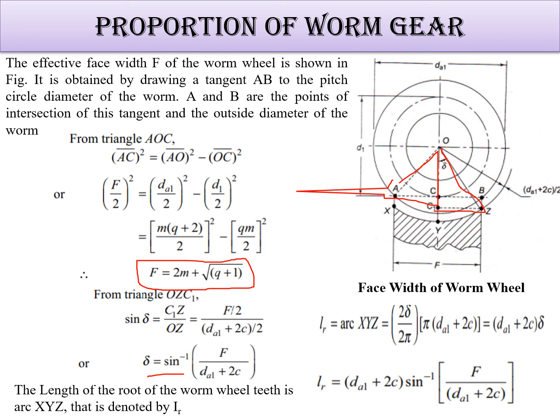So the length of the root of the worm wheel is the arc XYZ, denoted by LR. So LR is equal to arc XYZ. We put the values here and we get a final relation: LR is equal to (DA1 plus 2C) times sine inverse of (F upon (DA1 plus 2C)). So this is the formula for it. These are the previous formulas for the worm and worm wheel, and this is for the length of root. Okay, so this is how the proportion of worm gear is done.